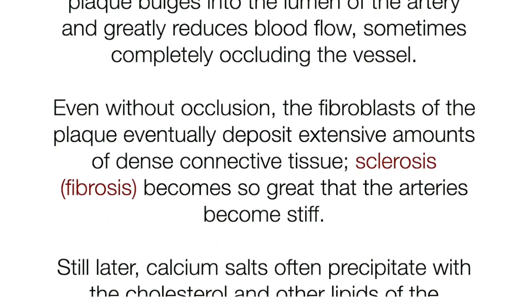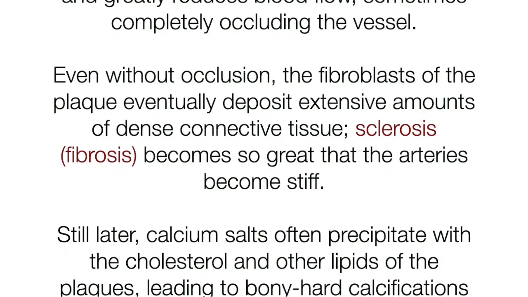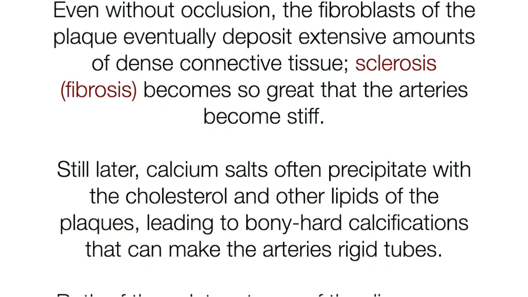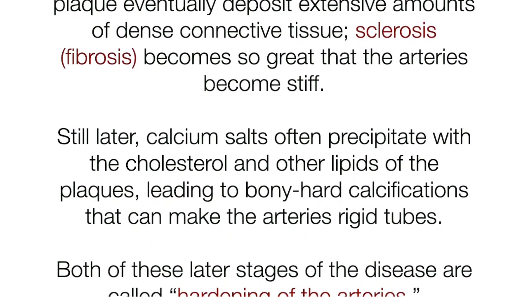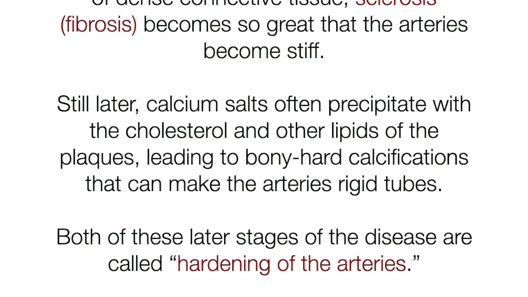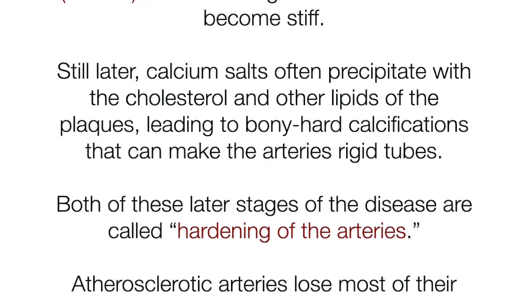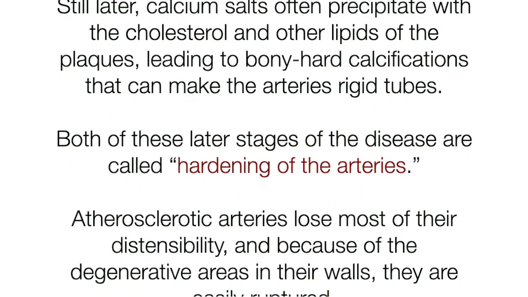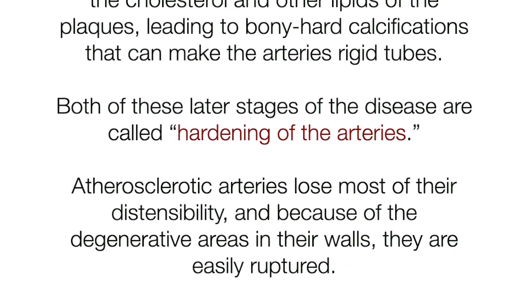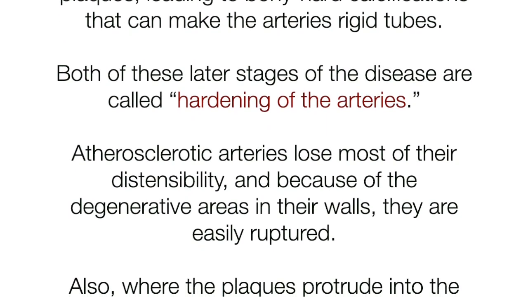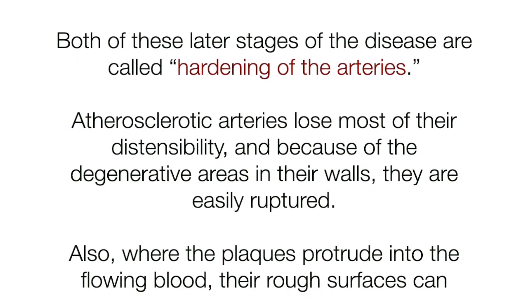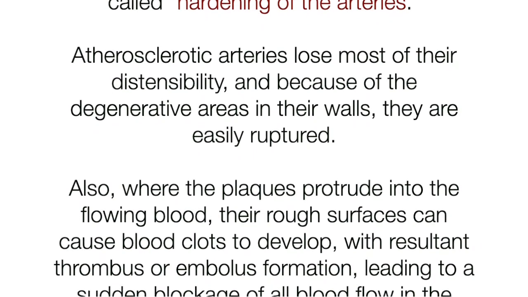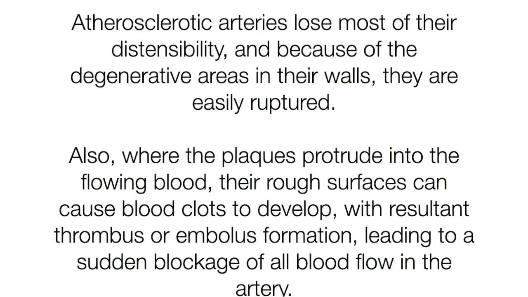Sclerosis, that is fibrosis, becomes so great that the arteries become stiff. Still later, calcium salts often precipitate with the cholesterol and other lipids of the plaques, leading to bony hard calcifications that can make the arteries rigid tubes. Both of these later stages of the disease are called hardening of the arteries. Atherosclerotic arteries lose most of their distensibility, and because of the degenerative areas in their walls, they are easily ruptured.